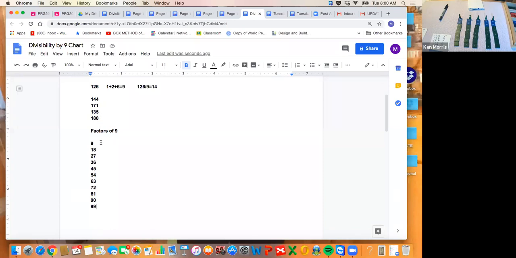Okay, so if you add up the digits here, it's just 9, so of course that equals 9. If you look at 18, 1 plus 8 equals 9. 27, 2 plus 7 equals 9. So on and so forth. Every sum of every one of these factors is equal to 9.